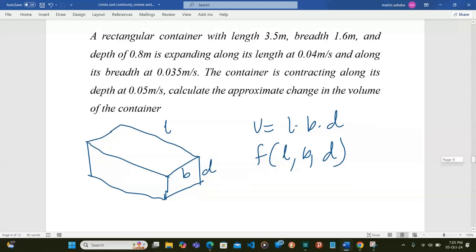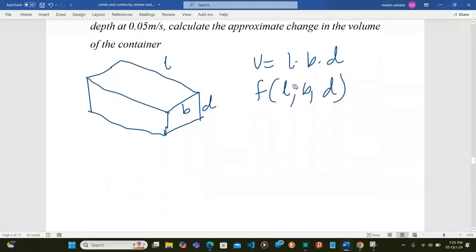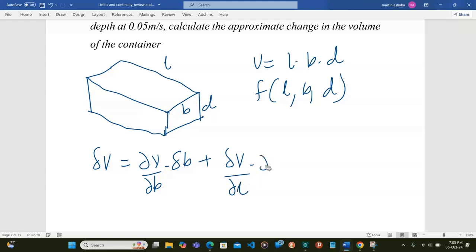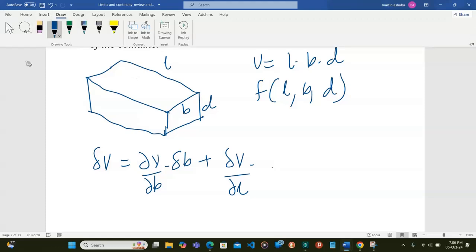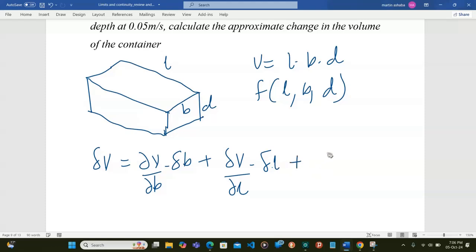So let's look at what they want. If they want the approximate change in volume, and we have these three independent variables, then the change in volume, delta V, is going to be del V del B times the change in breadth, plus del V del L times the change in length, plus del V del D times the small change in D.